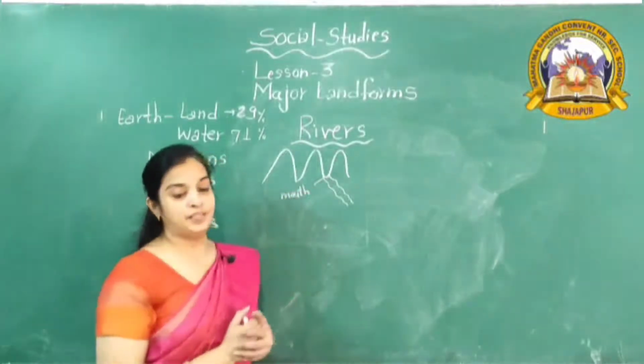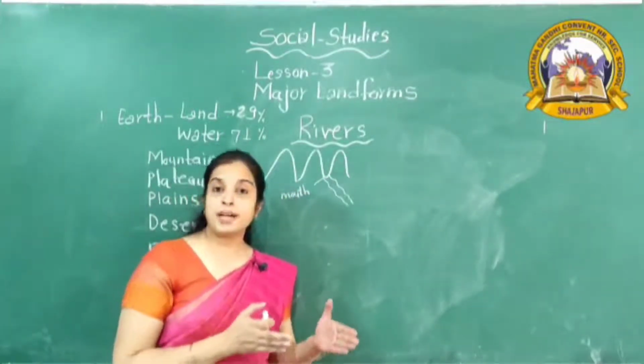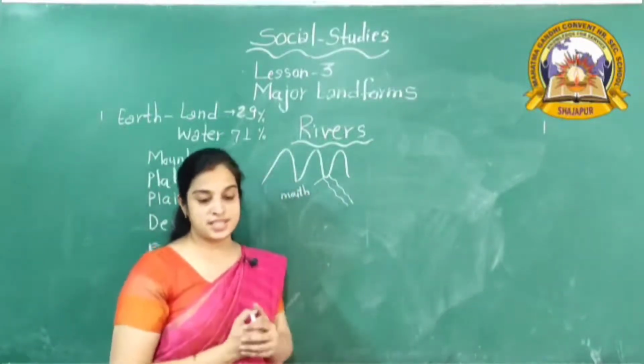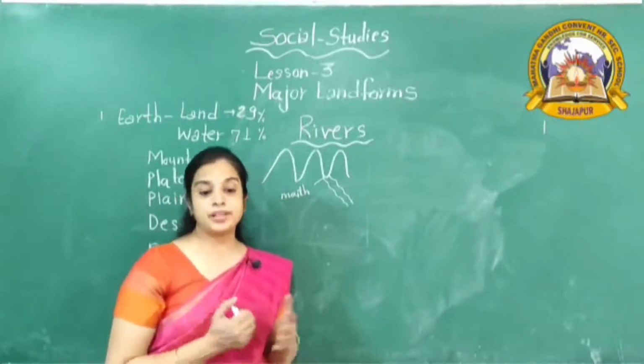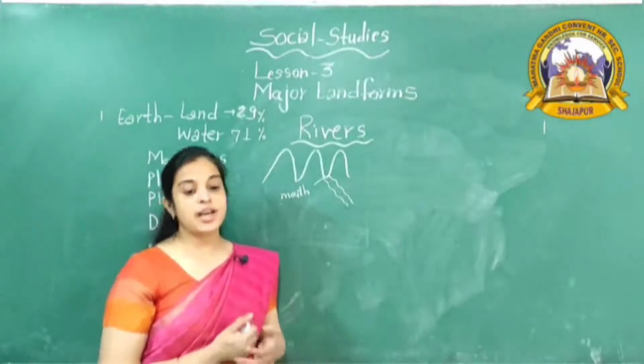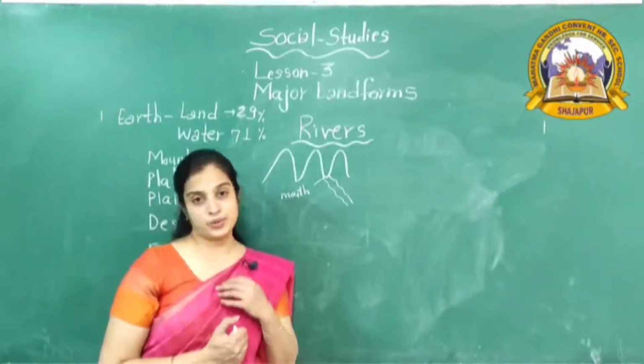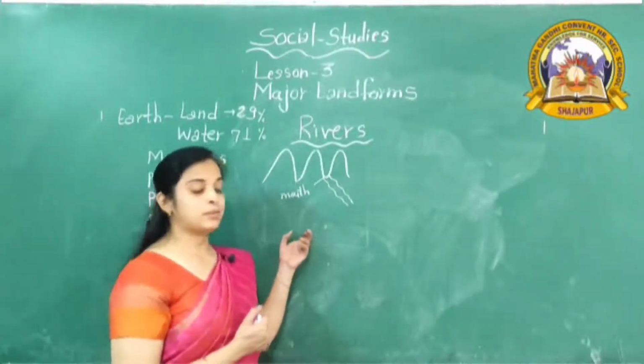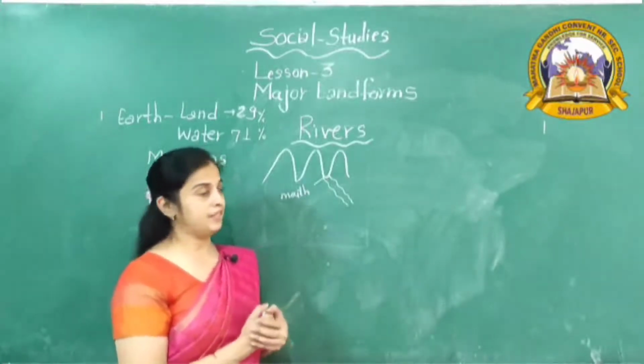mouth of a river. And a river passes through three stages: the upper or younger course, the middle or mature course, and the lower or old course. And we will learn about these three stages of a river.